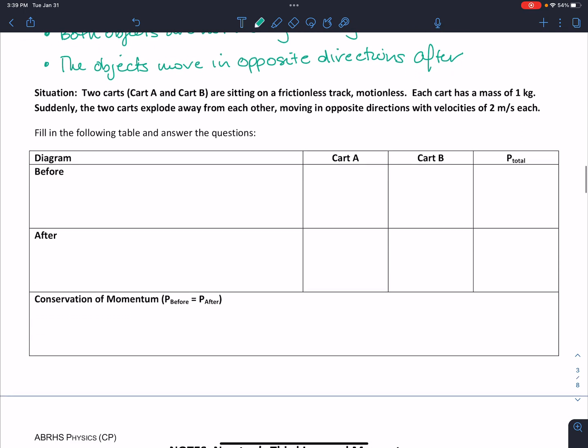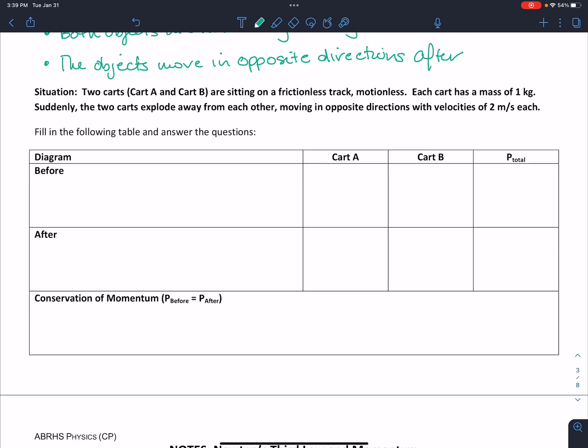All right, so let's look at an example. For this situation, I have two carts, cart A and cart B, and they're sitting on a frictionless track, motionless. Each cart has a mass of 1 kilogram. Suddenly, the two carts explode away from each other, moving in opposite directions with velocities of 2 meters per second each. Fill in the following table and answer the questions.